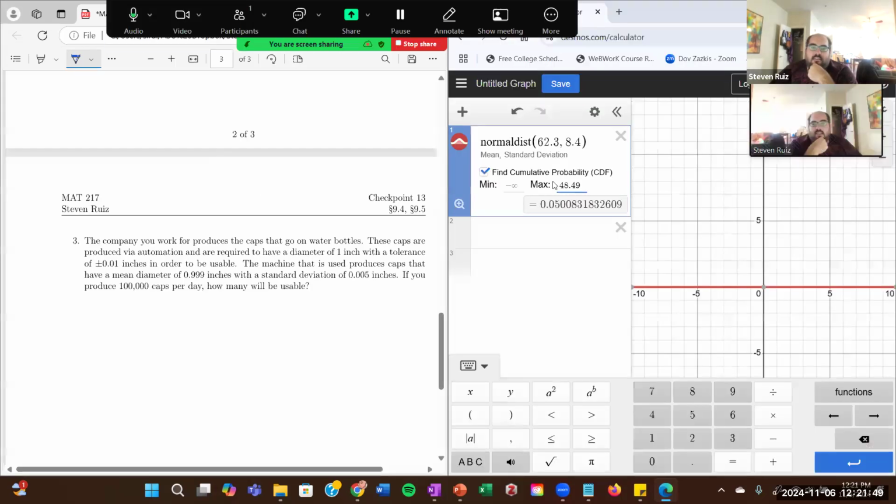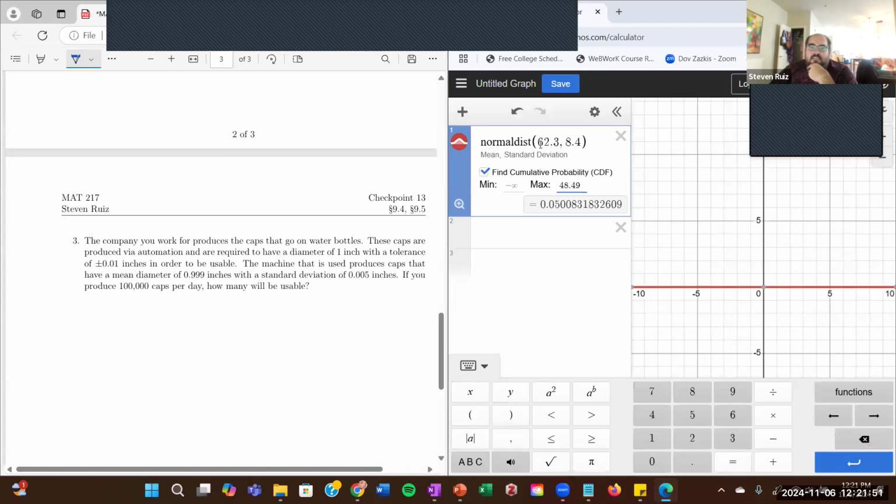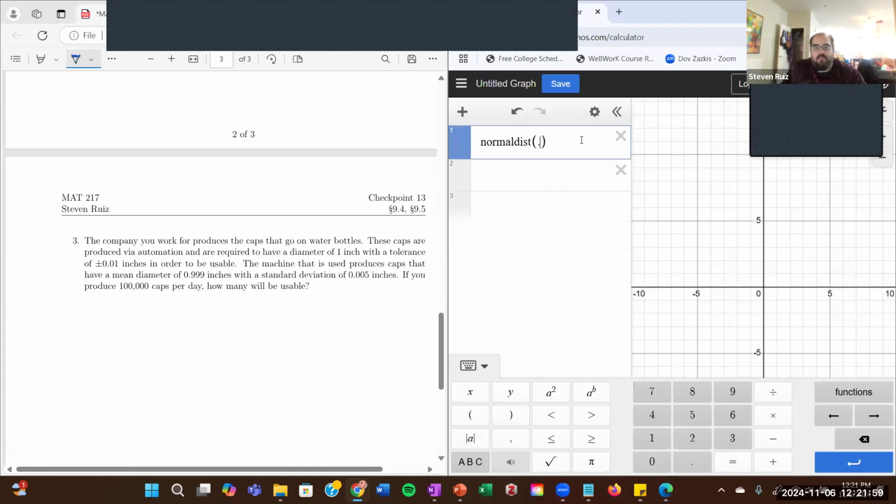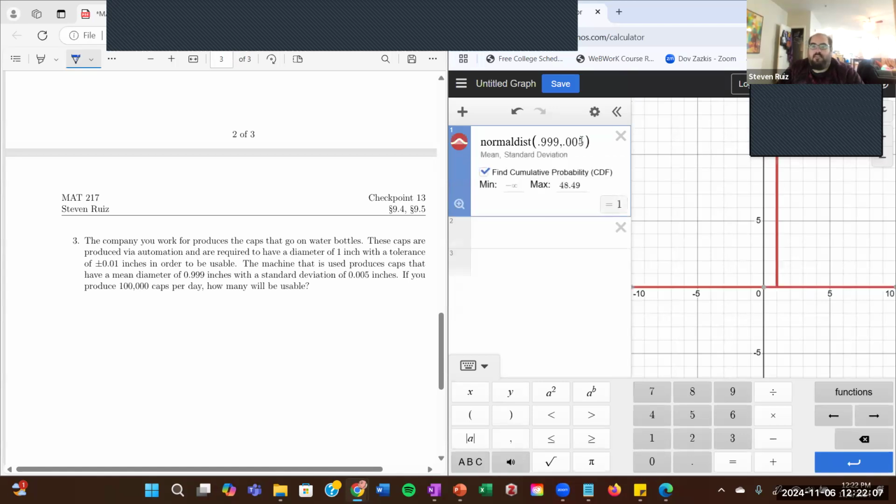This sounds like this is tailor-made for this Desmos function. So we're using a normal distribution. So the mean is 0.999. Standard deviation is 0.005. Okay, so we have a couple different steps to go through here. So here's my standard deviation.